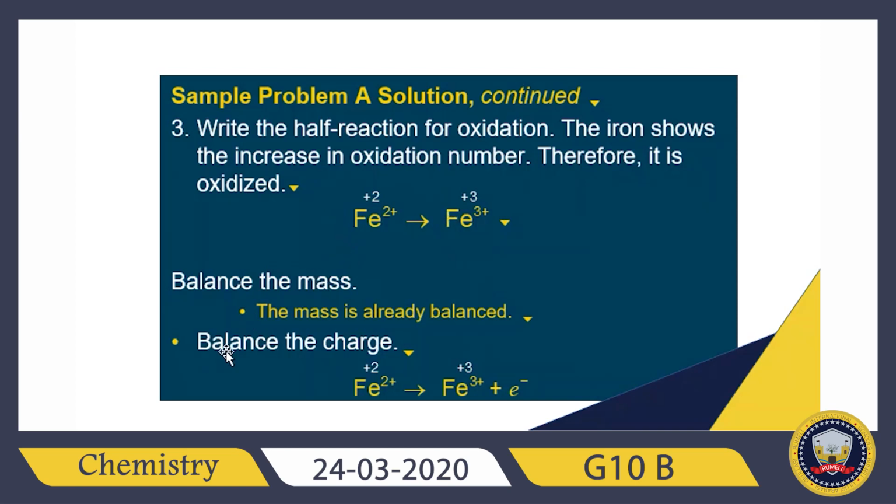Okay, so now we need to balance the charge. As I said, we balance the mass and we balance the charge for each half reaction. So to balance the charge, guys, as you can see here, the charge here is positive 2 and the charge here is positive 3, so we need to decrease the charge on this side by adding 1 electron. This way both of the charges will be equal.